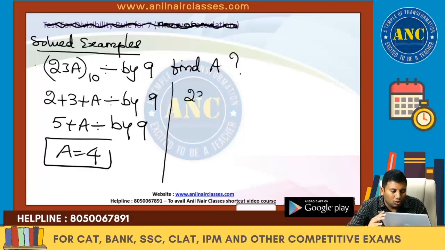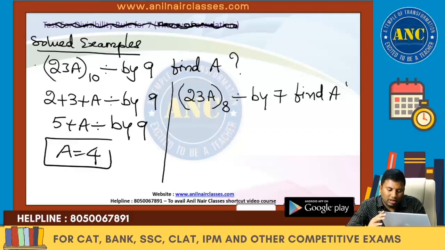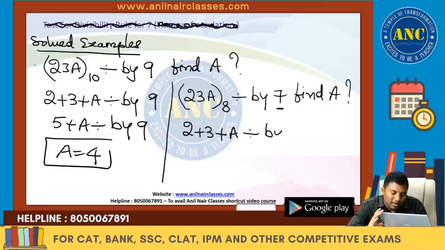23a in base system 8 is divisible by 7. Find a. What will be the divisibility rule for k minus 1 for base system k? The sum of the digits should be divisible by k minus 1. 2 plus 3 is 5. 5 plus a should be divisible by 7. What is the value of a? 2.